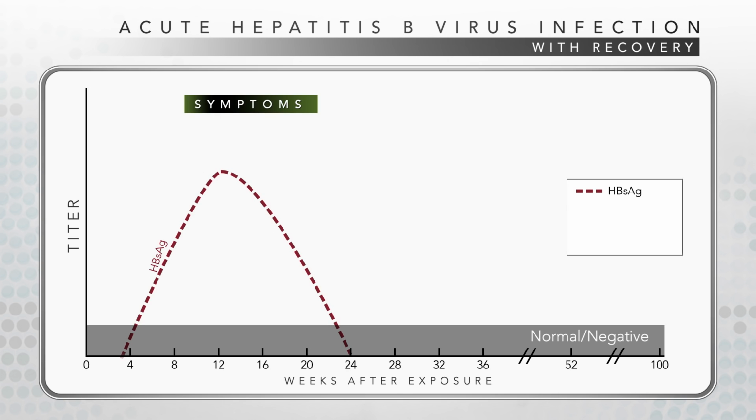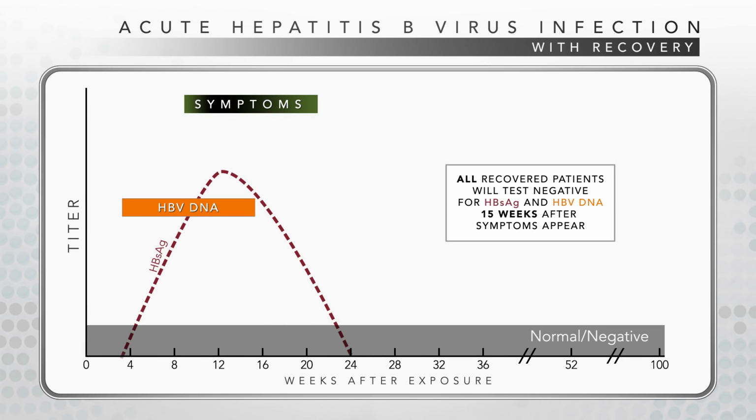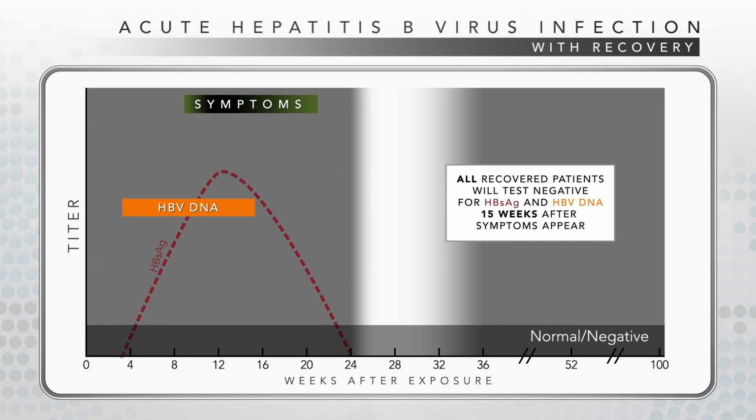When the serologic test for HBsAg is positive, HBV DNA can usually be detected in the patient's blood. The duration of detection of HBsAg and hence HBV DNA is variable. About 50% of patients will test negative for HBsAg and HBV DNA by 7 weeks after symptoms of acute illness have appeared. All patients who recover from an acute infection will be HBsAg and HBV DNA negative by 15 weeks after the appearance of symptoms.